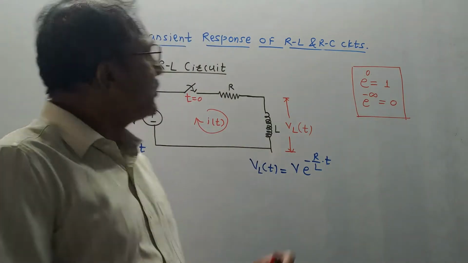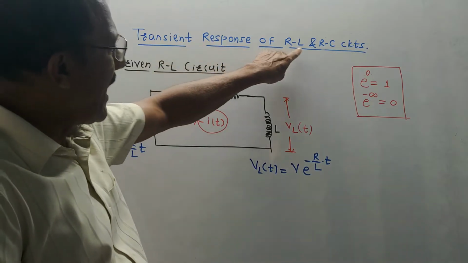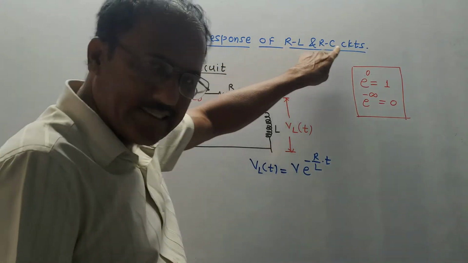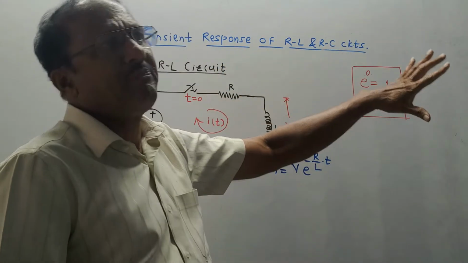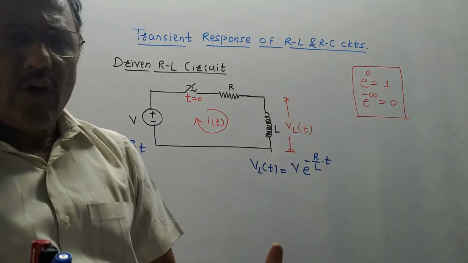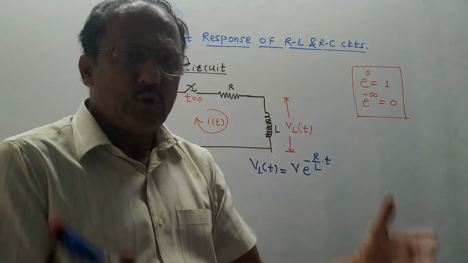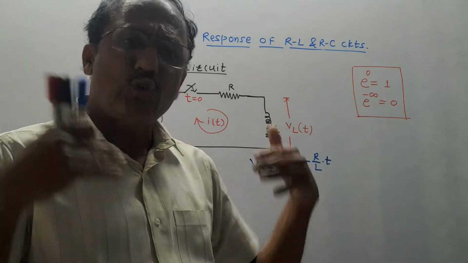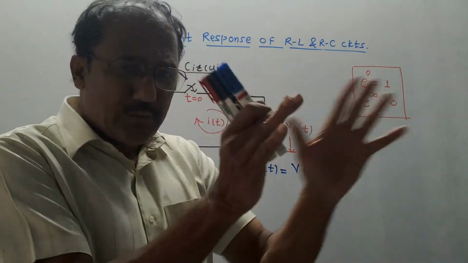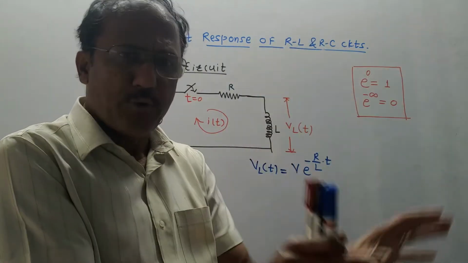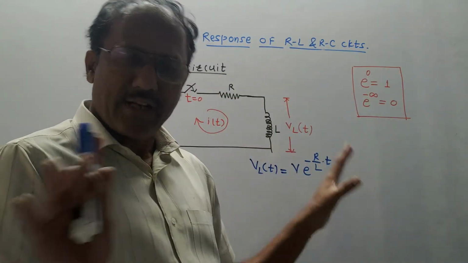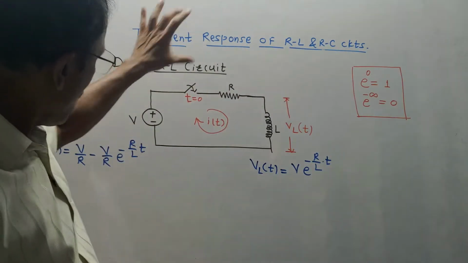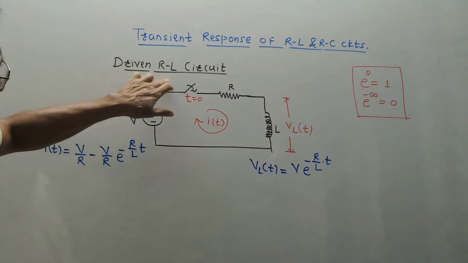Dear students, today's topic is transient response of RL (resistor-inductor) and RC (resistor-capacitor) circuits. In this video, I will tell you some tricks to draw different graphs. There are different graphs, but you don't have to memorize or mug up all of them. I will tell you simple tricks so you can easily reproduce and draw any type of graph related to this. So the first part is the driven RL circuit.